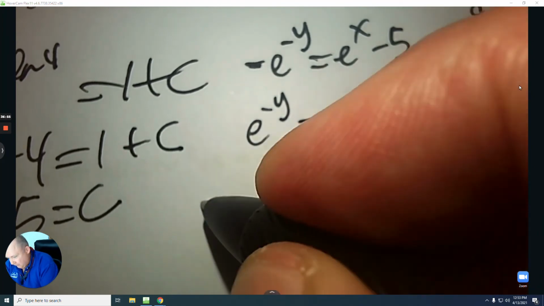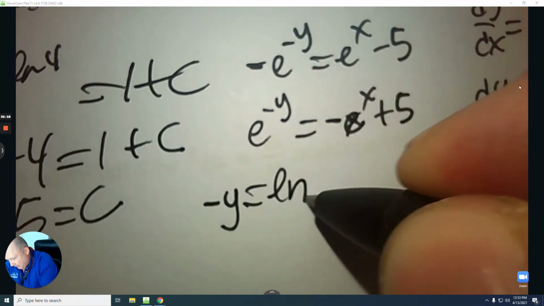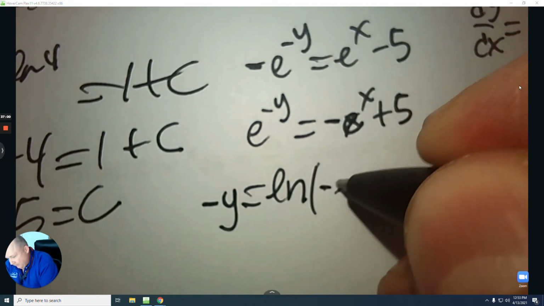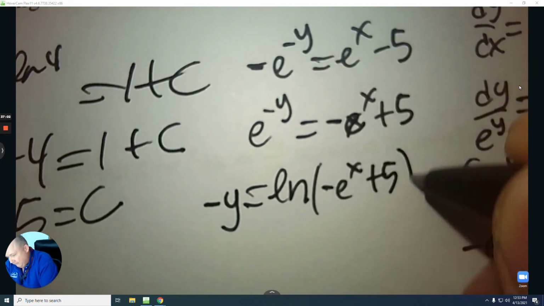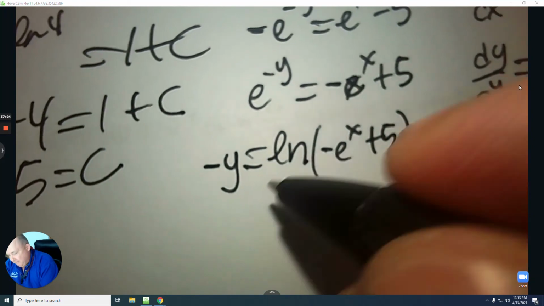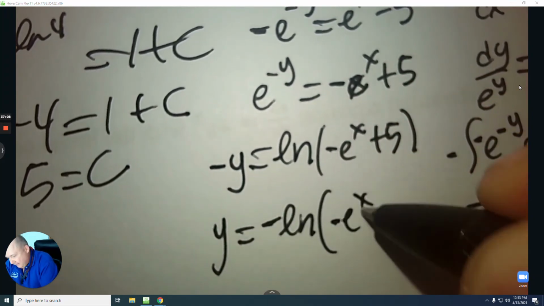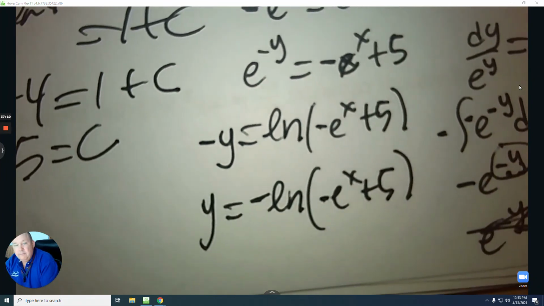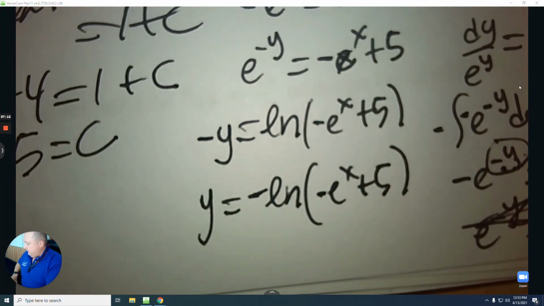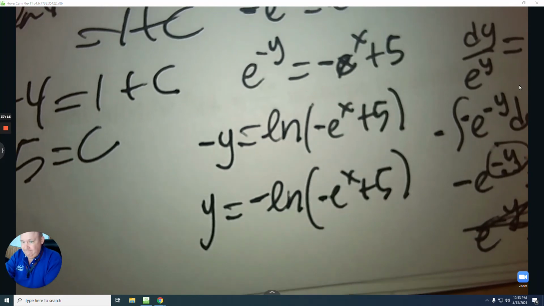Write this as a logarithm. So it's negative y is equal to ln, and it's negative e to the x plus 5. And then divide by -1, so it's negative ln, negative e to the x plus 5. I know, but you know what? Turn the page and you'll find it. And that matches with C.